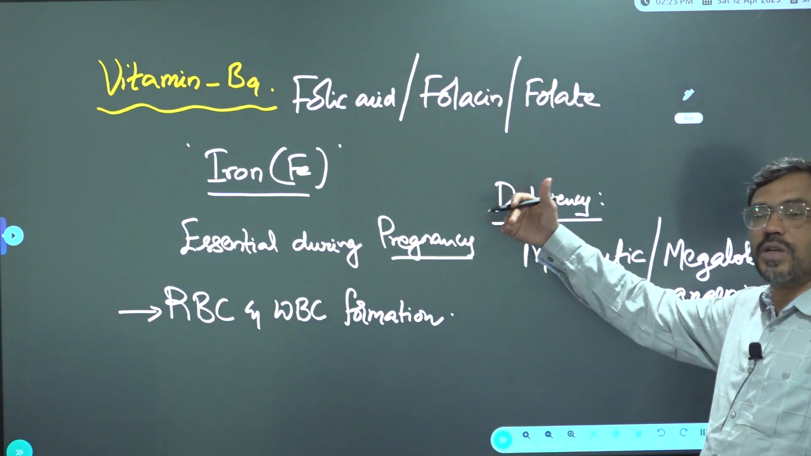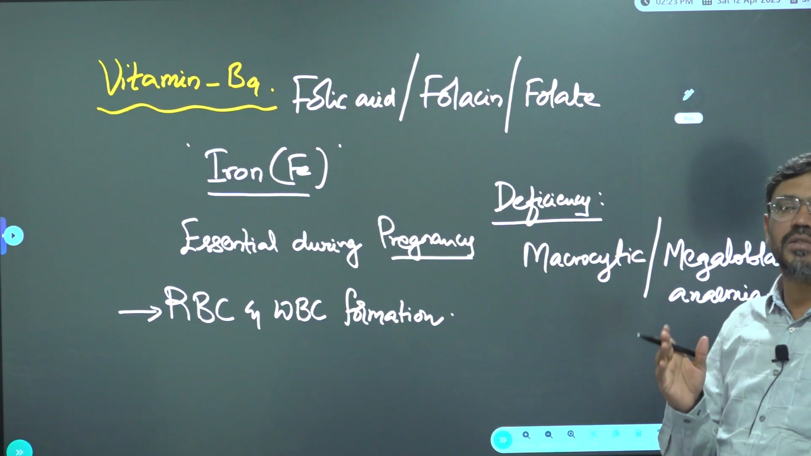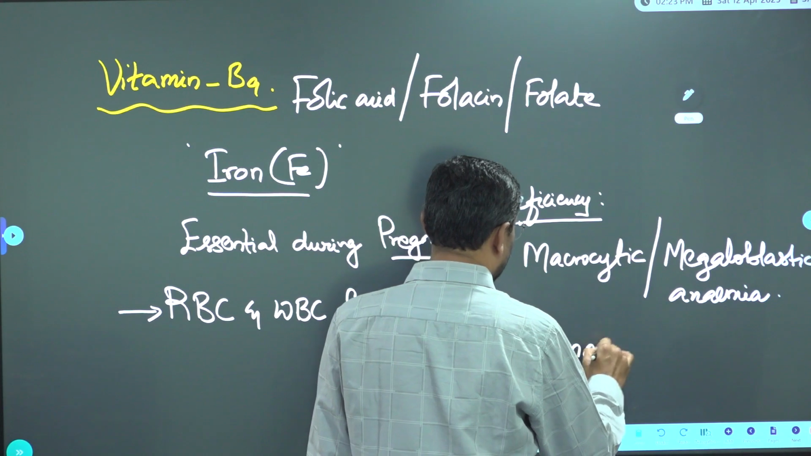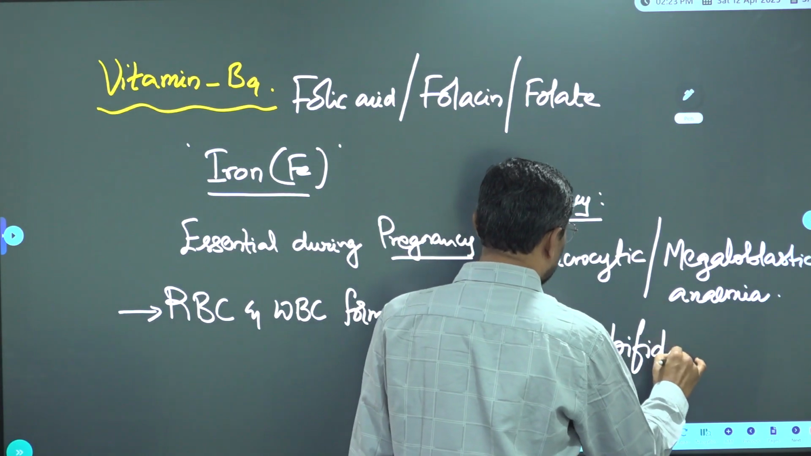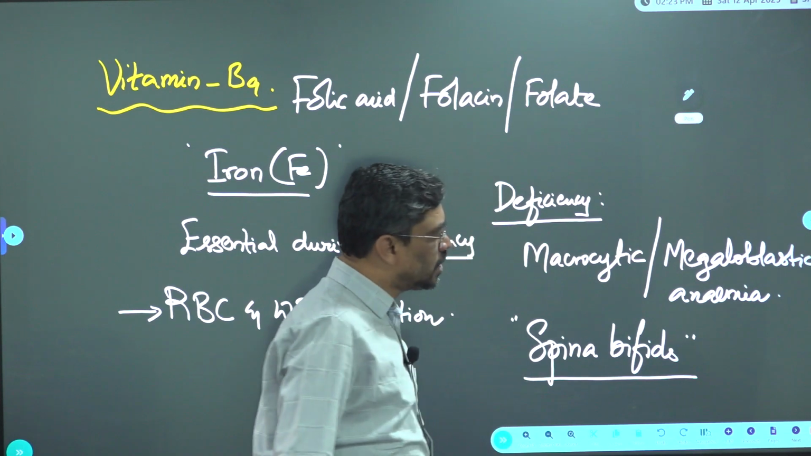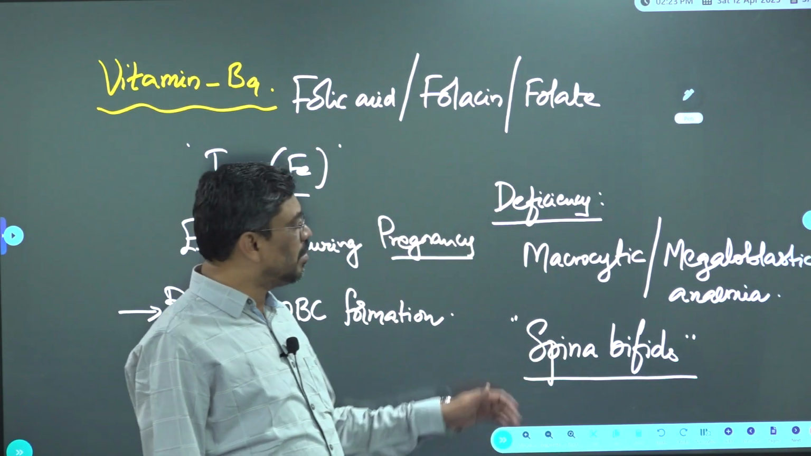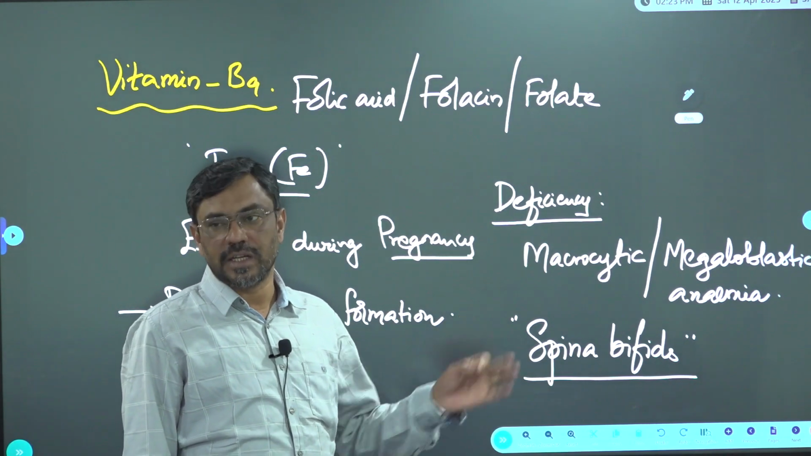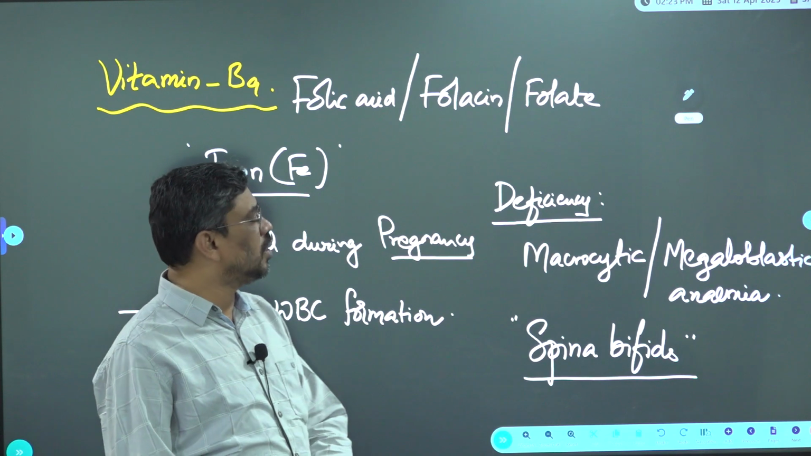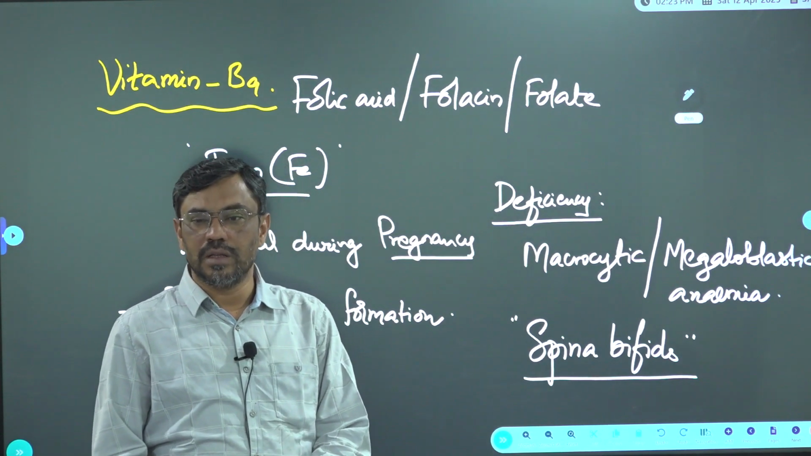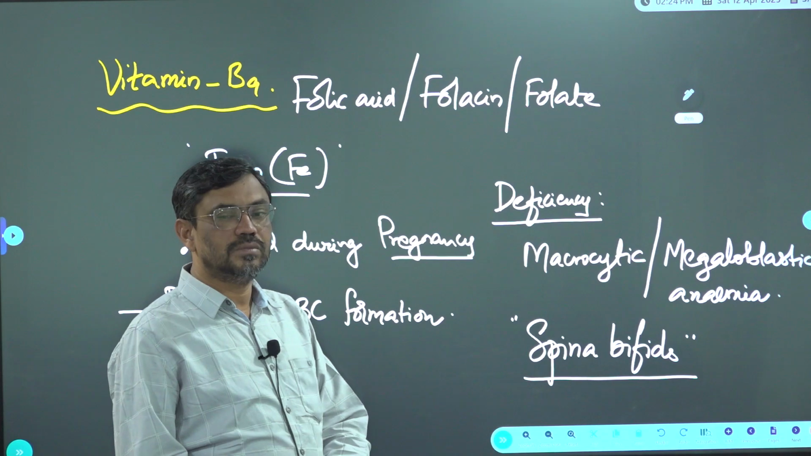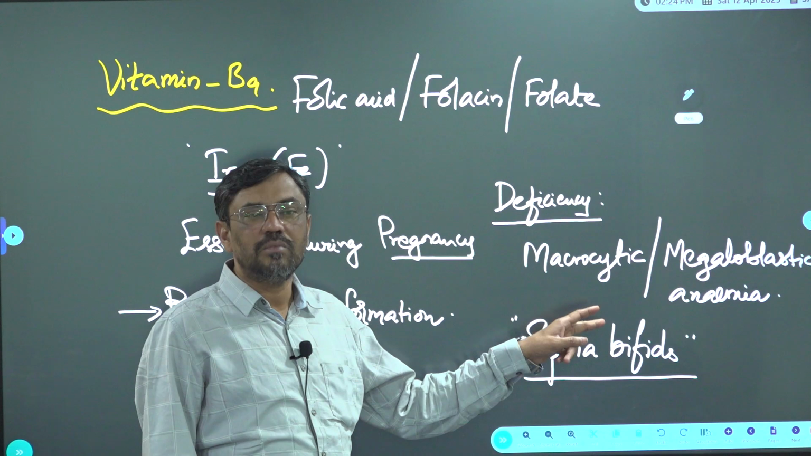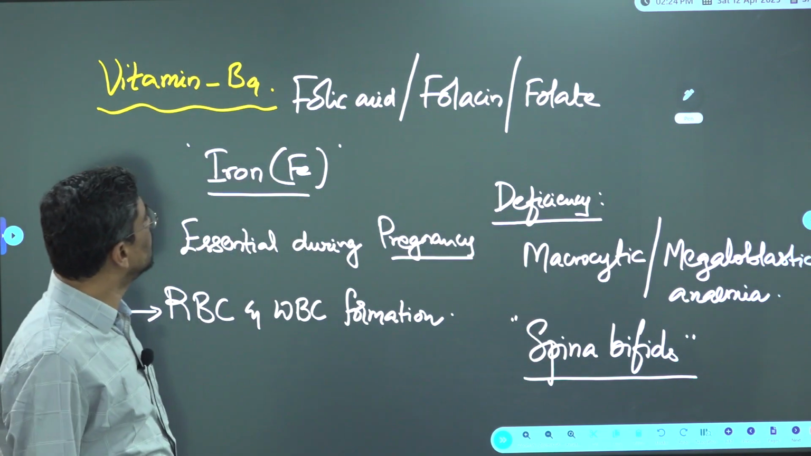Suppose if the vitamin B9 is deficient during pregnancy, the children may be born with some mental retardations, and these children are called as spina bifids. That means particularly the children born with some spinal cord abnormalities, okay, or mental retardation. These children are called spina bifids. So this is vitamin B9.